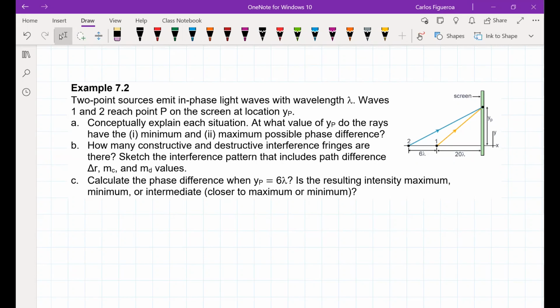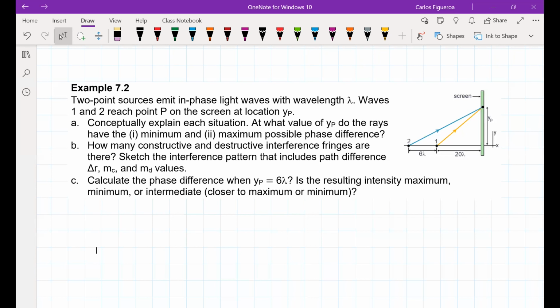Example 7.2. Two point sources emit in-phase light waves with wavelength lambda. Waves 1 and 2 reach point P on the screen at location YP. A. Conceptually explain each situation. At what value of YP do the rays have the minimum and maximum possible phase difference?